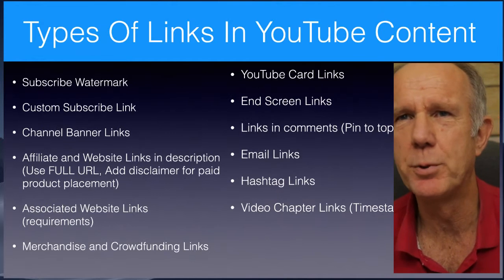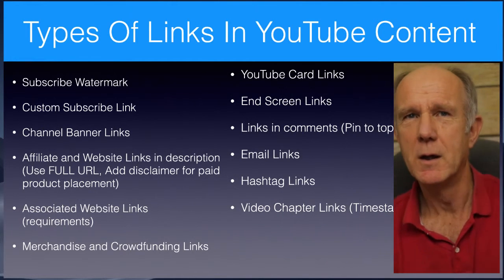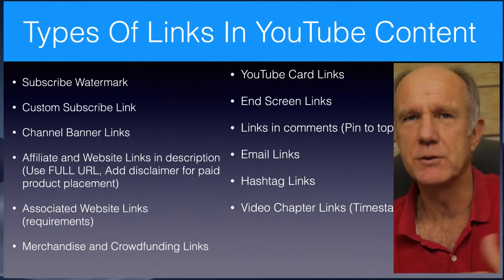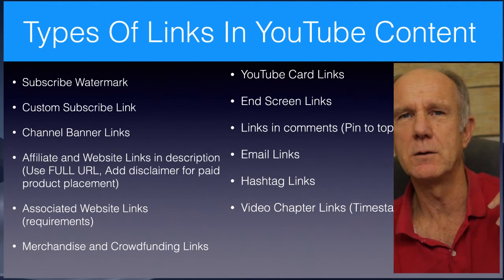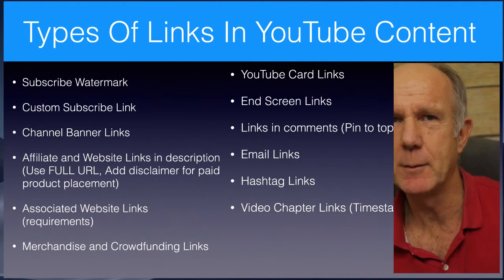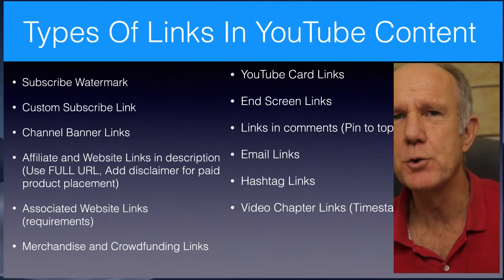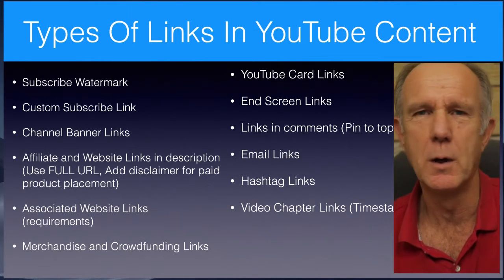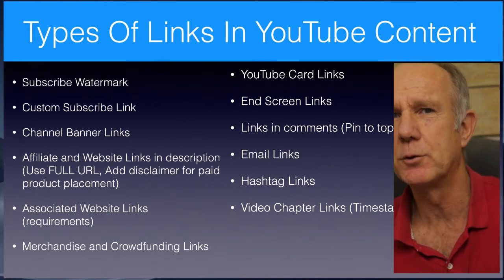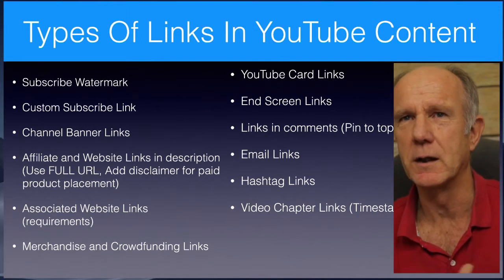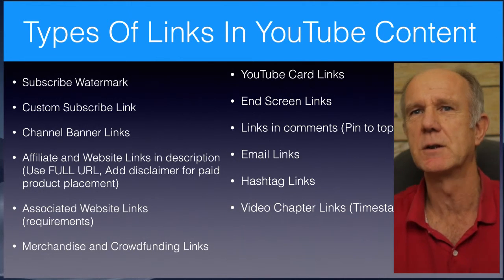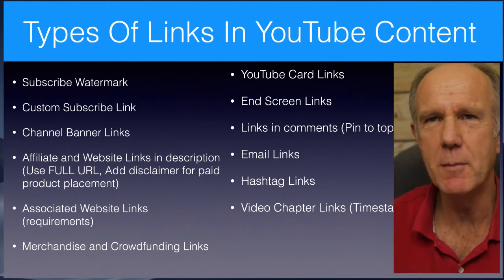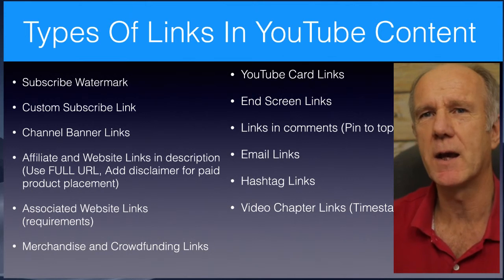Let's look at the types of links you can put in YouTube content. We've got the subscribe watermark, custom subscribe link, channel banner links, and affiliate and website links in the description. You need to add a full URL and add a disclaimer for paid product placement. You've got associated website links, which require you to be a YouTube partner. You've got merchandise and crowdfunding links, YouTube card links, end screen links, and links in the comments, like pinning a link to the top of your comments, email links, hashtag links, and video chapter links.